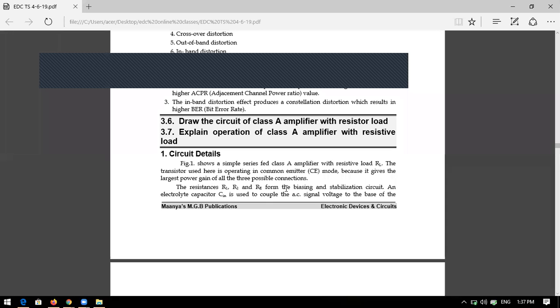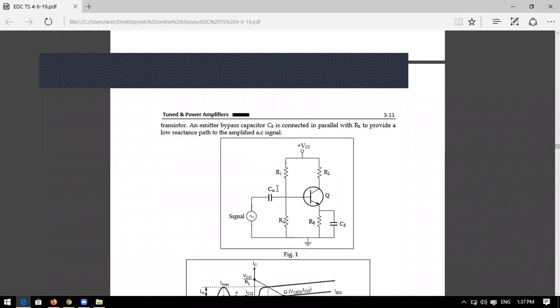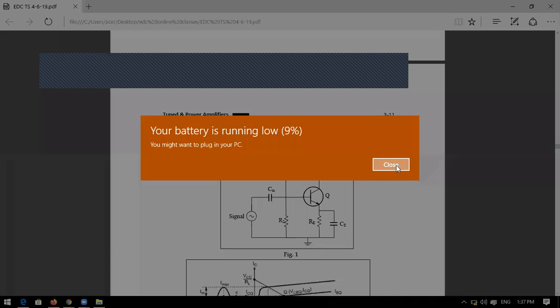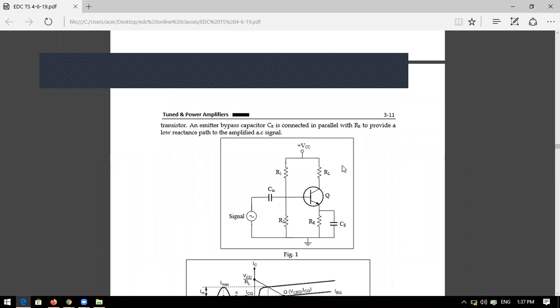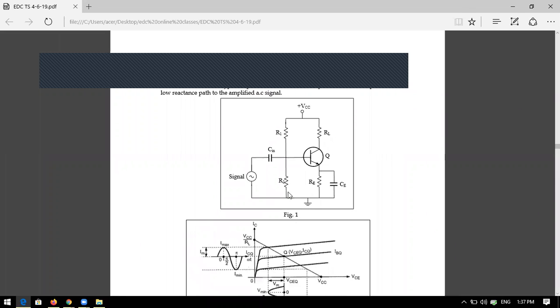What is a class A power amplifier? The class A power amplifier is simply a voltage amplifier only. So the class A amplifier is the same as your CE amplifier. What is the CE amplifier? You know well. This is the CE amplifier. See the circuit diagram, all of you, and draw it in your running notes. It is very important. Class A power amplifier with resistive load or transformer load, they will ask in the exam paper.